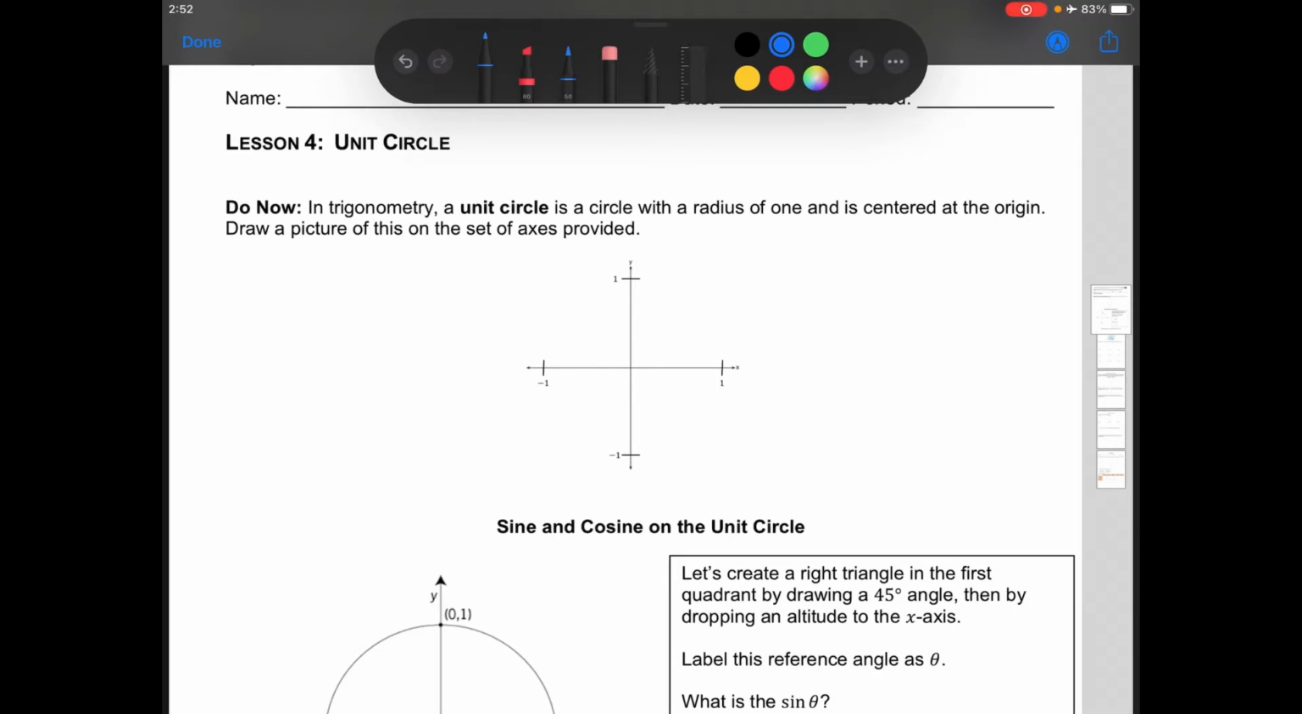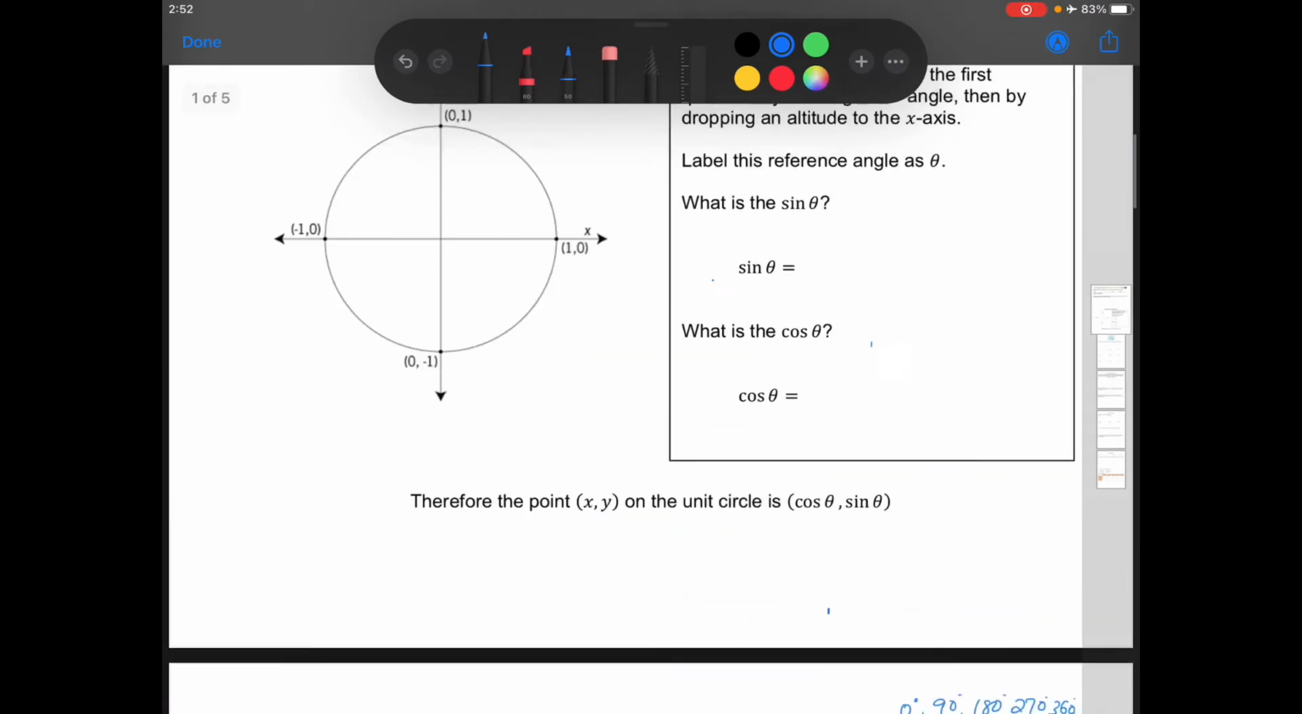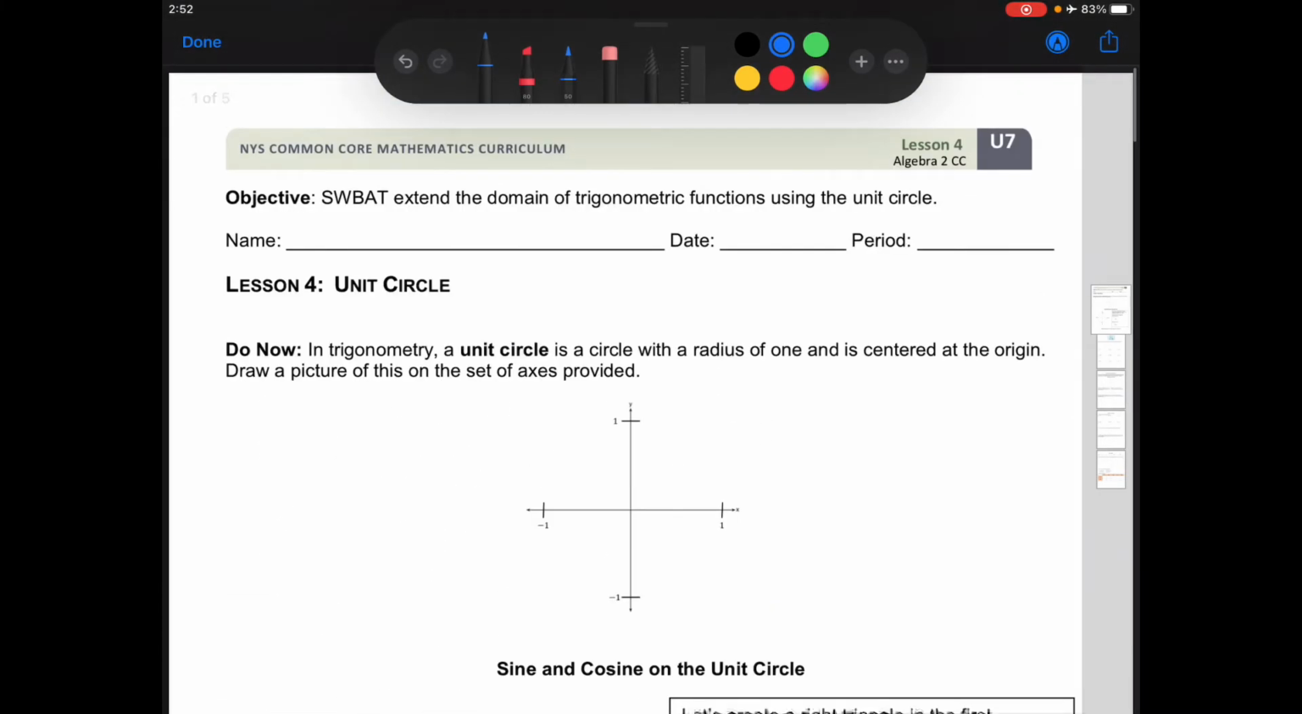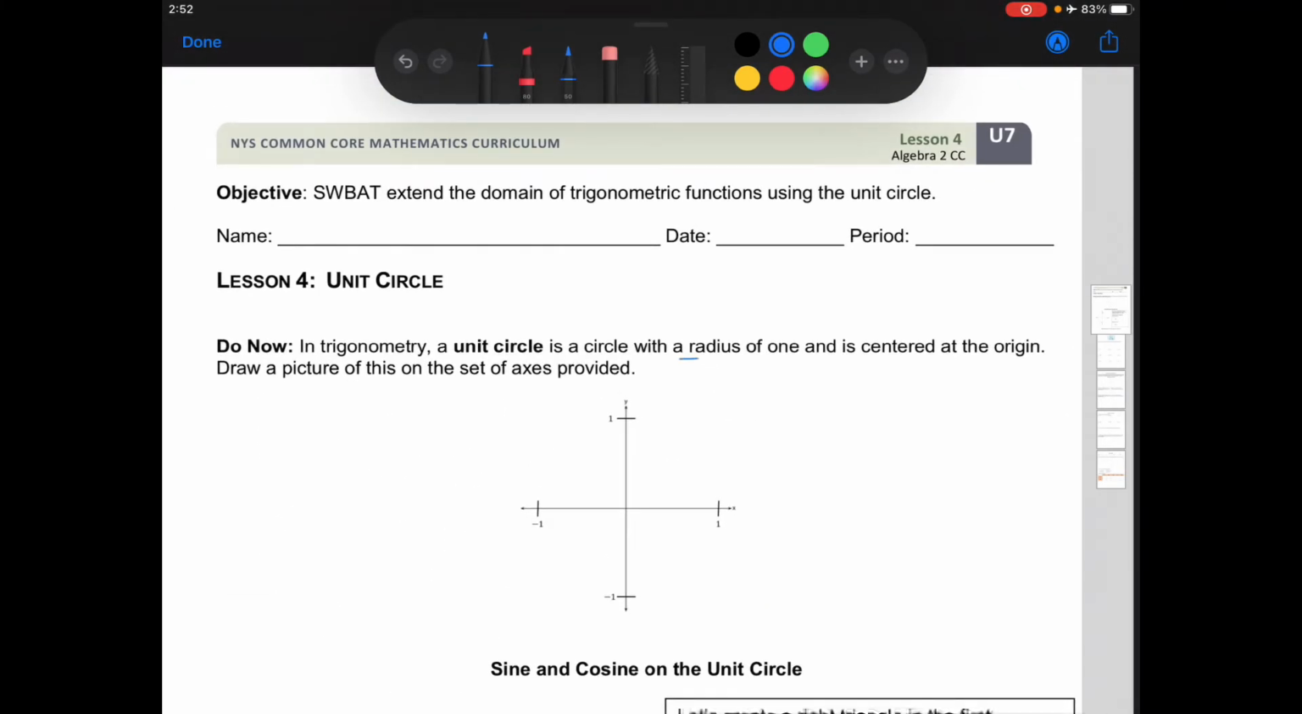I want to get started with the do now. It says in trigonometry, a unit circle is a circle with a radius of 1 and is centered at the origin. So, very important for us to know. What is a unit circle? It is a circle with the radius 1. First of all, know what a radius is.